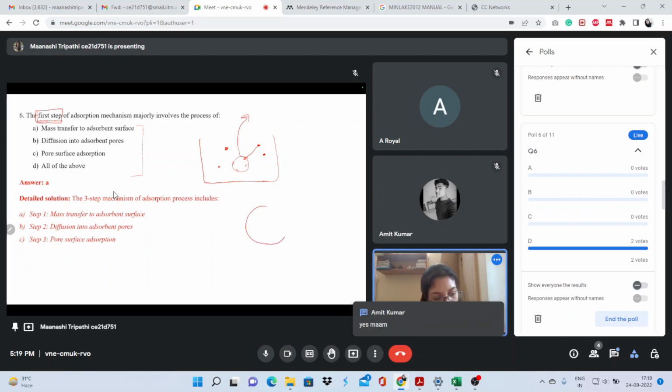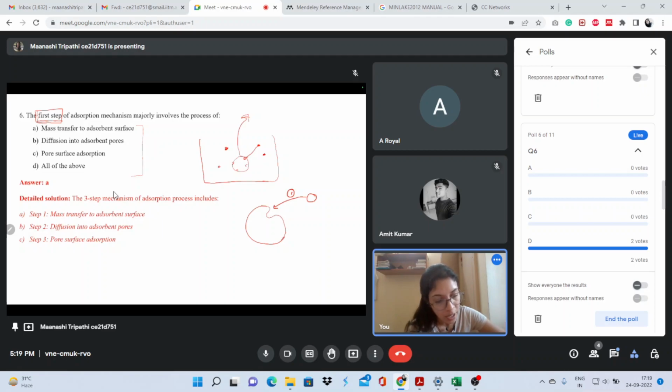This is the adsorbent. This is an adsorption site on which something can be adsorbed. So first, what will happen? The particle from the bulk phase will move from here to here. So this is the first step, mass transfer.